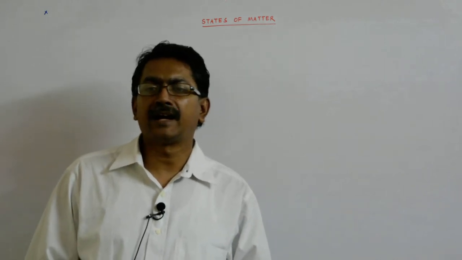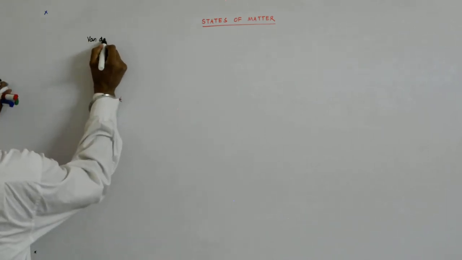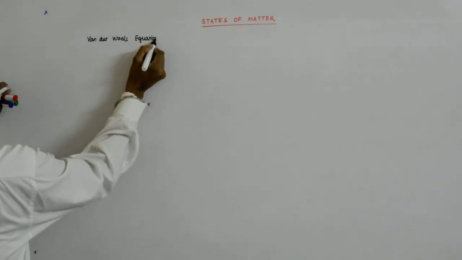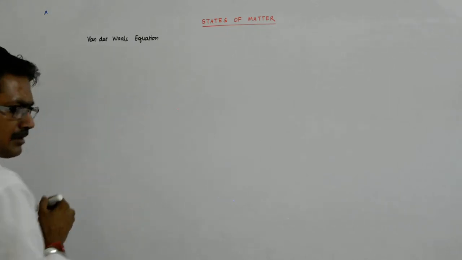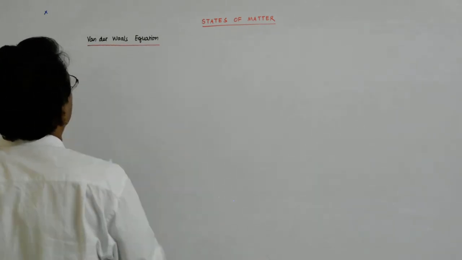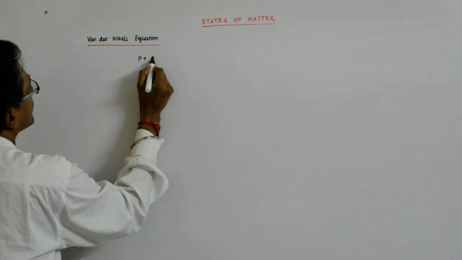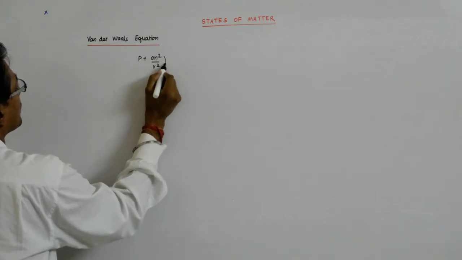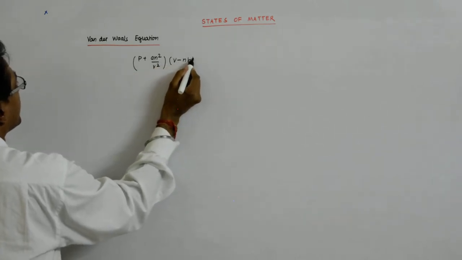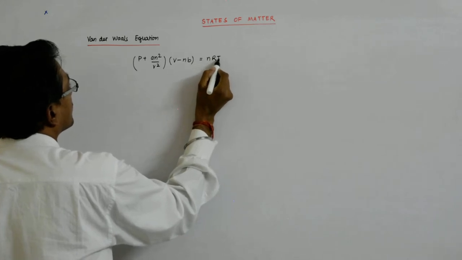Okay, so we had done the van der Waals equation, right? The van der Waals equation represents what? It is (P + an²/V²)(V - nb) = nRT. It's quite derivable, this term also.